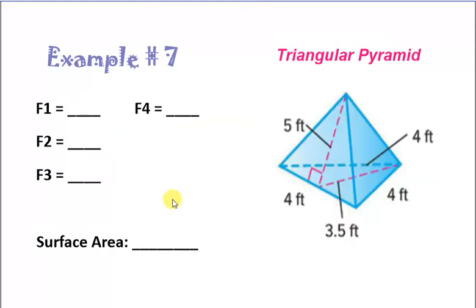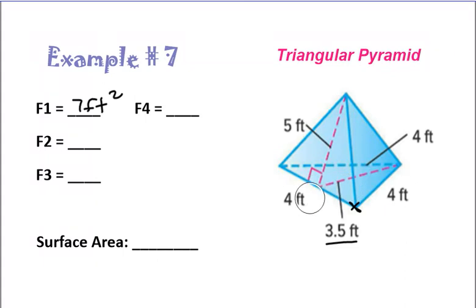Okay, here we have a triangular pyramid. So with a triangular pyramid, the bottom of it, what it sits on, is going to be a triangle. And so here's our bottom. And so the base of it is 4. And the height of that bottom triangle is 3.5. So we're going to do 4 times 3.5. Oops, 4 times 3.5 times 0.5. And that's going to give us 7 feet squared.